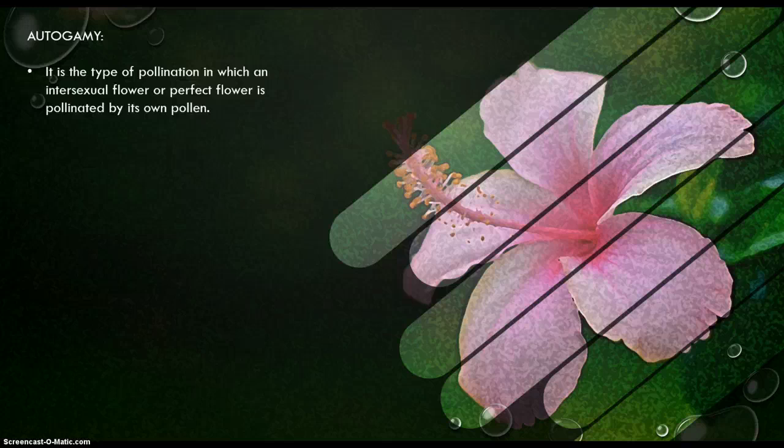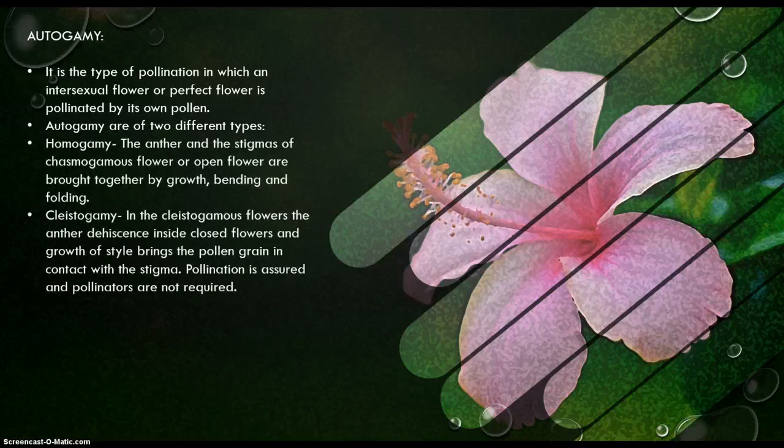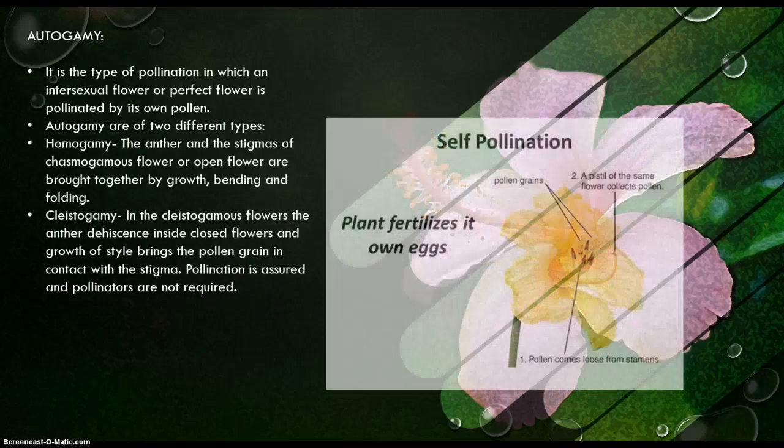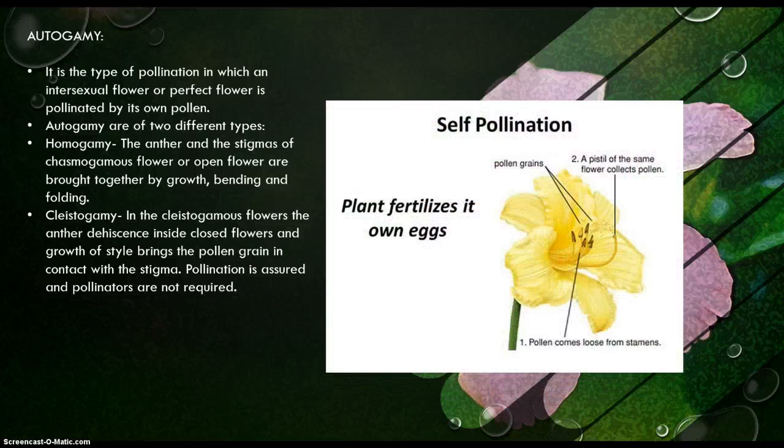The flower which contains all the parts, all the whorls, for example calyx, corolla, androecium and gynoecium. So when these kinds of flowers are pollinated by their own pollen grains, such pollination is known as what? Autogamy. Autogamy is of two different types. Either it can be homogamy or it can be cleistogamy. What is homogamy?